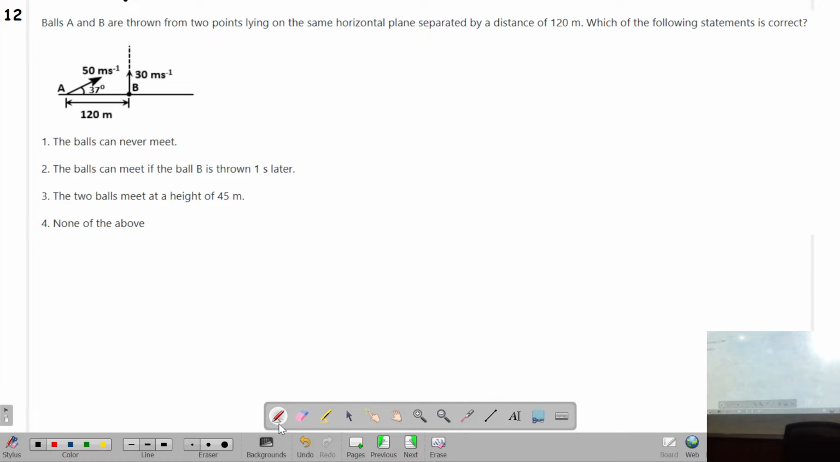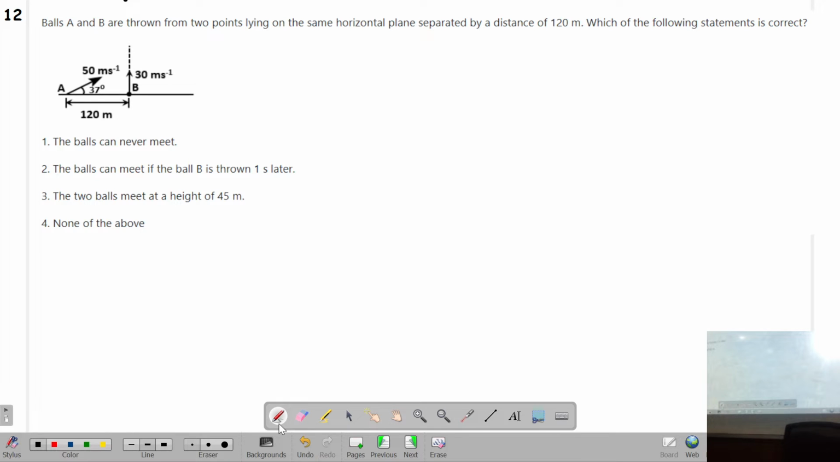What is going to happen over here? This ball is thrown. Is it following a projectile motion or not? Ball A is following a projectile motion. Ball B is following which motion? Vertically upward motion. Right or not?